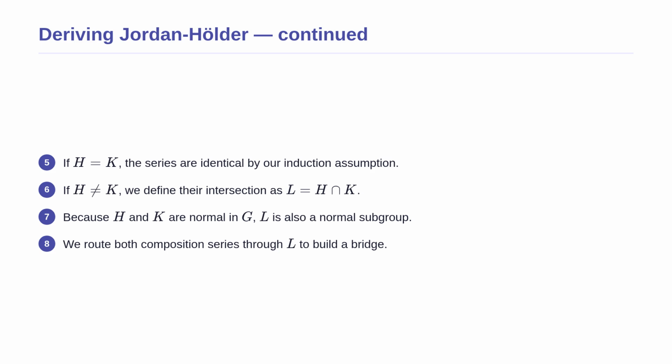We can use this intersection L to build a mathematical bridge between the 2 different paths. This step is crucial because it forces both independent composition series to share a common lower tail, allowing us to compare their building blocks directly.